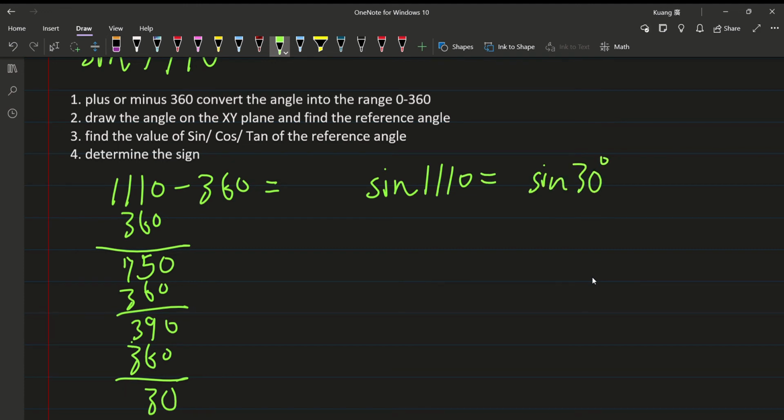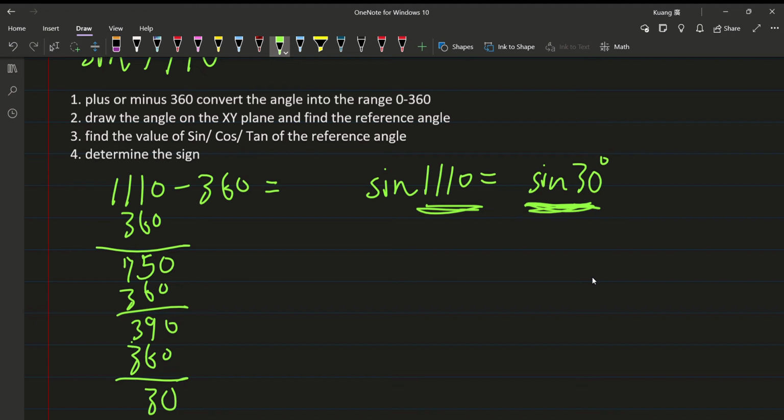Why? Because we call this coterminal. They should point at the same direction. Okay, point at the same direction. And then, well, you know how to find sine 30, right?